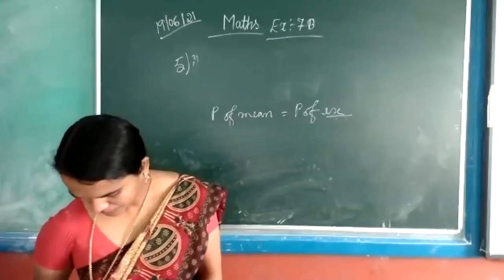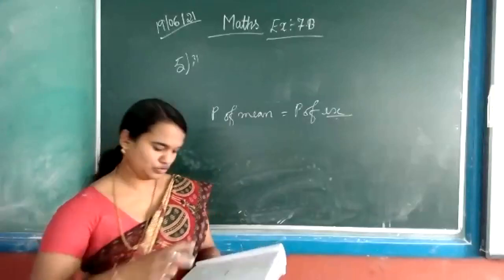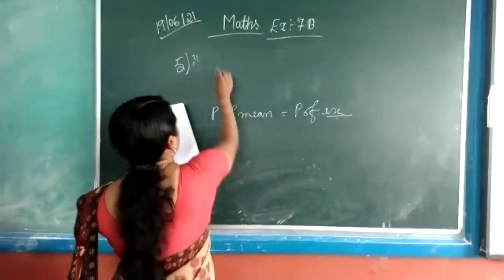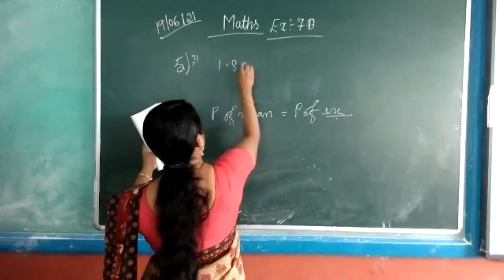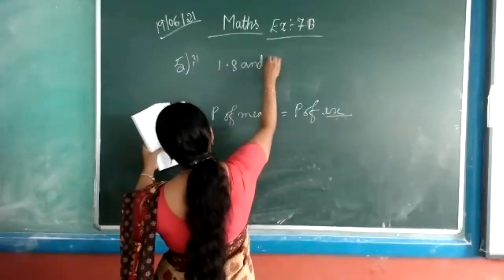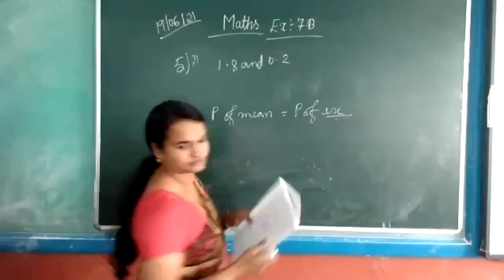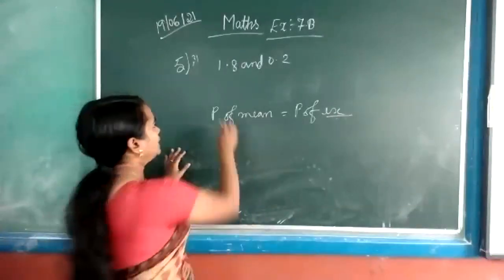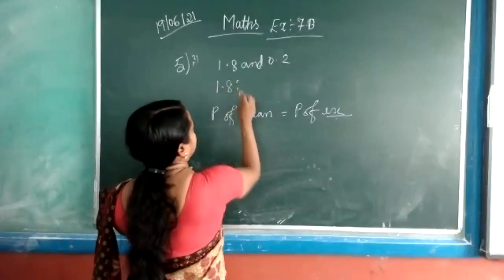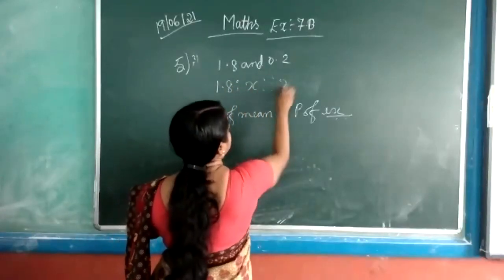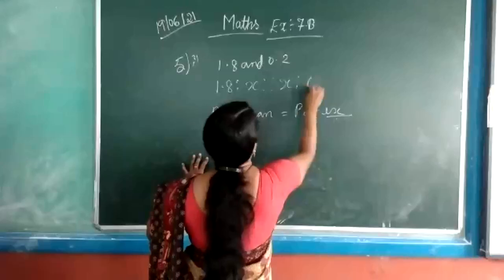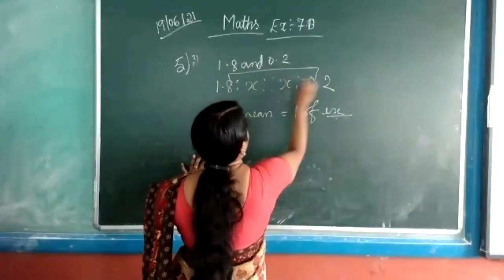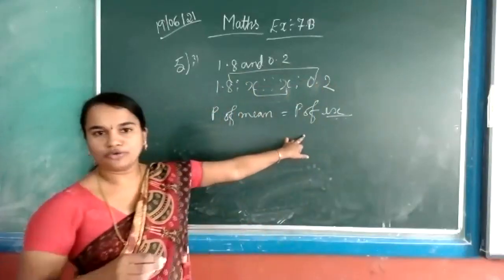Now second, 1.8 and 0.2. Now 1.8 is to x as x is to 0.2. Same way, product of means equals product of extremes.